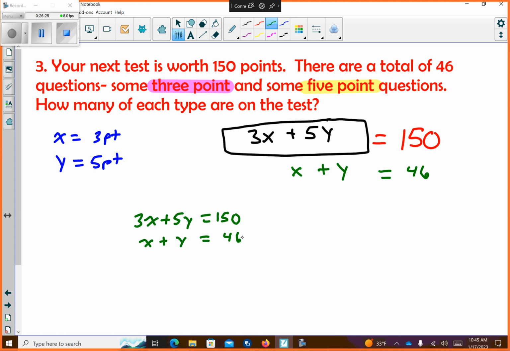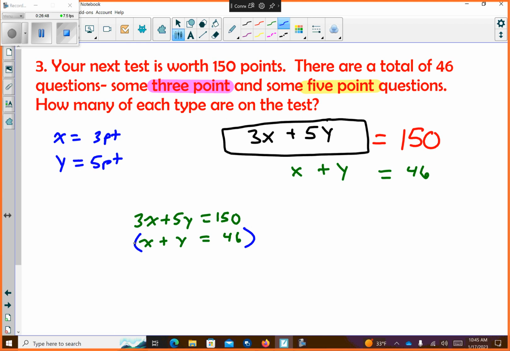So I have to figure out something I have to multiply one of the equations by to get rid of the x or the y. Should we get rid of x or y? What would you like? X or y, your choice. No pressure. Just get x. I like x. So x is what we're choosing to get rid of.